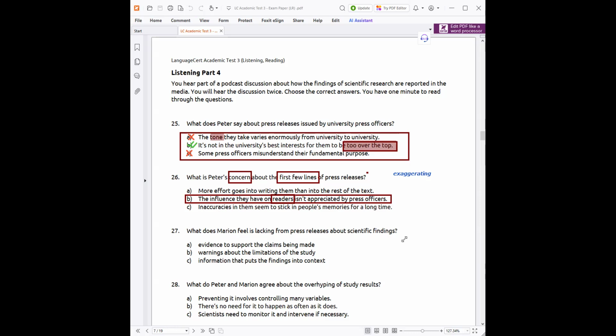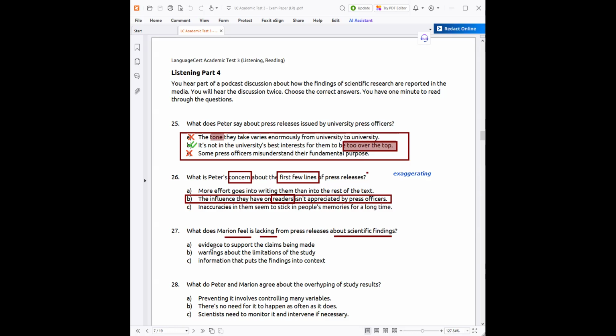All right, next one. What does Marion feel is lacking from press releases about scientific findings? So this person, Marion, now we are going to talk about their opinion, what this person feels is lacking. So this person feels that something is lacking from press releases about scientific findings. So what is lacking about these scientific findings?